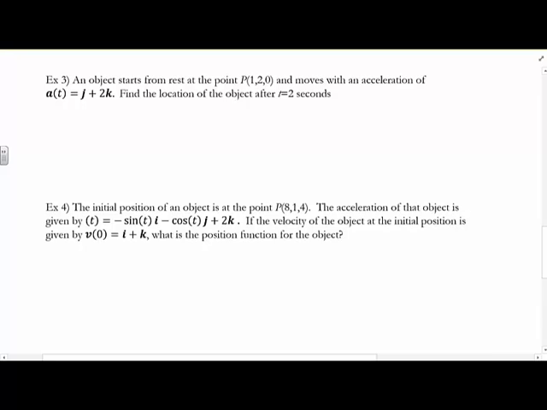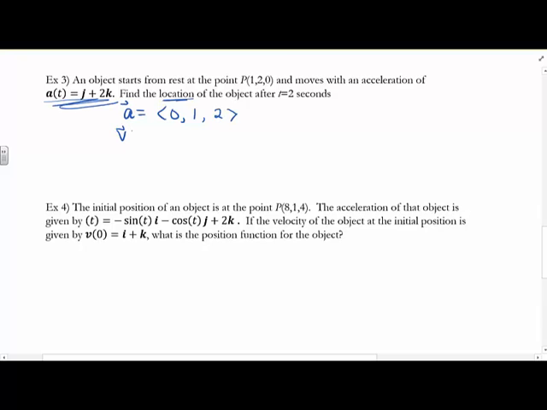An object starts from rest at the point (1, 2, 0) and moves with an acceleration of that. Find the location of the object at 2 seconds. So they give me acceleration, they want location, which is position. This is the second derivative. I need to take 2 antiderivatives to get back to the location that I need. So my acceleration vector is j plus 2k, which means (0, 1, 2).